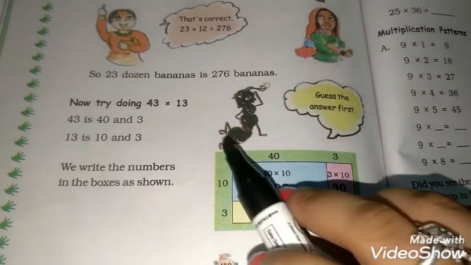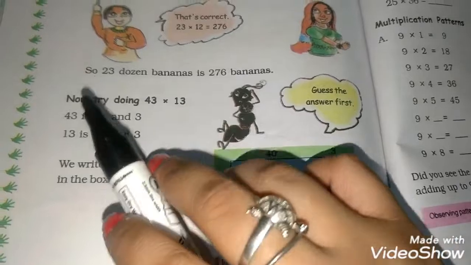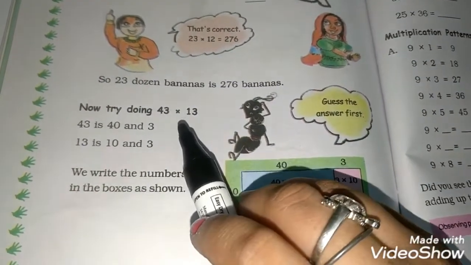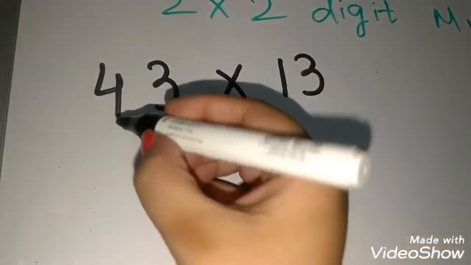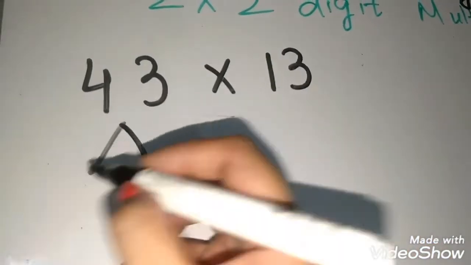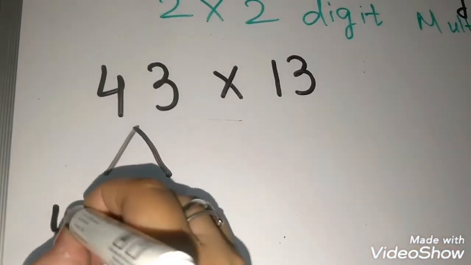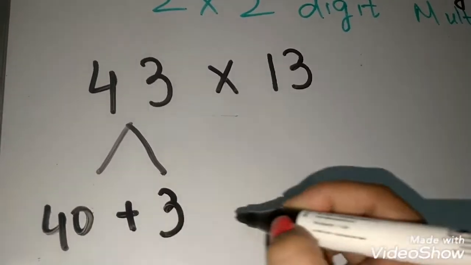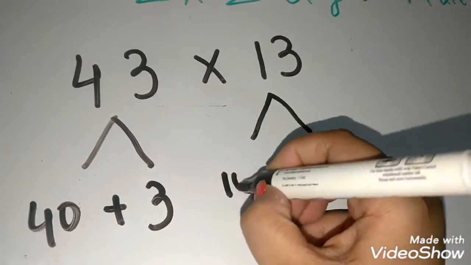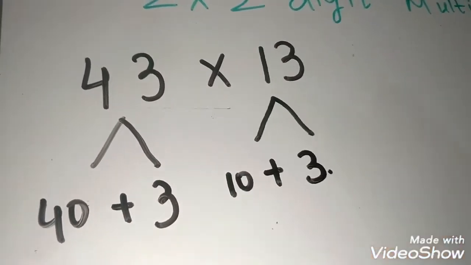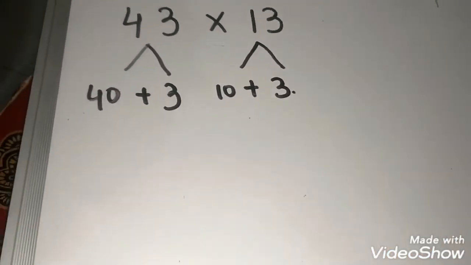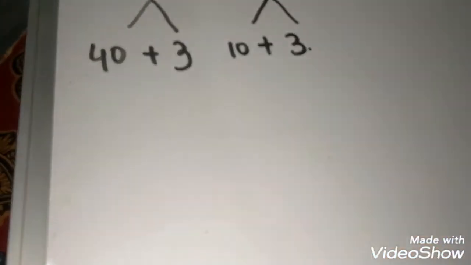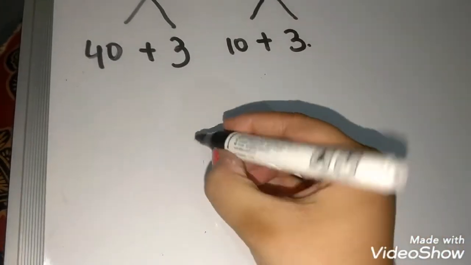Now let's take another example of your textbook. Now try doing 43 times 13. So here I have written 43 times 13. So I will expand the number. 43 means 40 plus 3 and 13 means 10 plus 3. So here I have to make a table for both the numbers.